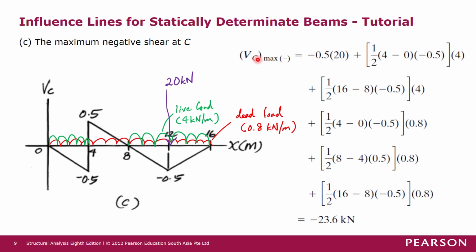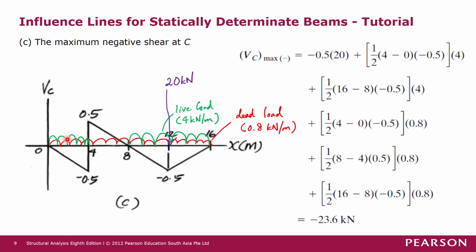Now we want to determine what is the maximum negative shear force at C. First we look at the effect of the 20 kilonewton force. So the effect will be 20 kilonewton multiplied by negative 0.5. And then secondly, we want to look at the effect from the 4 kilonewton per meter live load. This live load is placed from 0 to 4 meters and also from 8 to 16 meters.